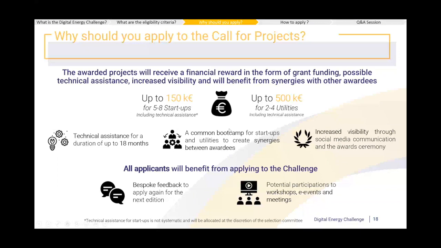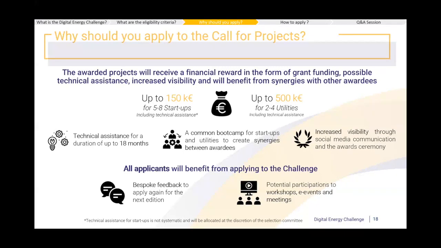When we talk about the grant funding amounts, so for startups, it will be up to 150,000 euros. So for each startup, this amount will include technical assistance, and it can be up to that amount, but it could be less if you need less than that. For utilities, the amounts of the grants will go up to 500,000 euros. And it also includes the technical assistance. These grants will be given on timeline of 18 months maximum. So there will be several payments of these funds around the deployment of the project up to 18 months.